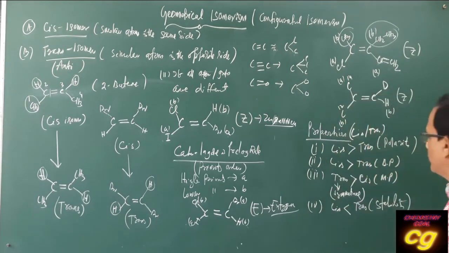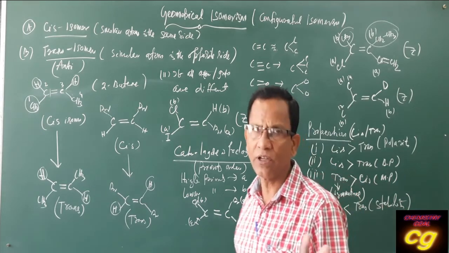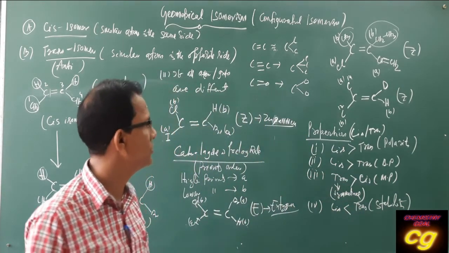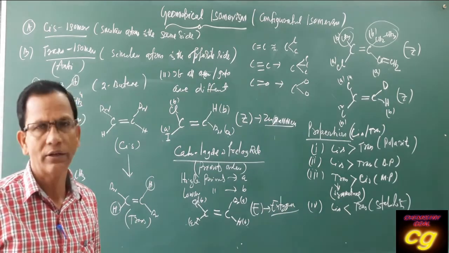So these are some important properties of geometrical isomers and the classification of geometrical isomers. I can give EZ notation, and say which isomer is the cis isomer and which is the trans isomer. Some basic concepts we discussed. So you practice it, and any doubt you can ask later. Okay, thank you.